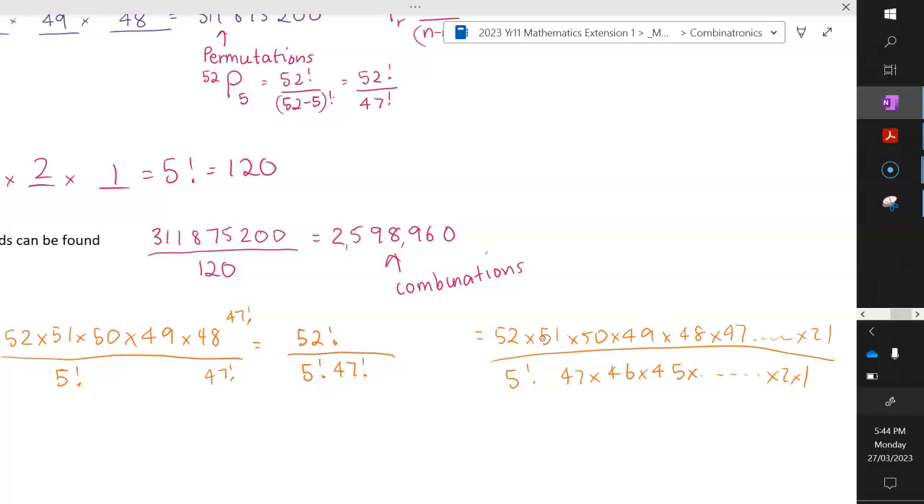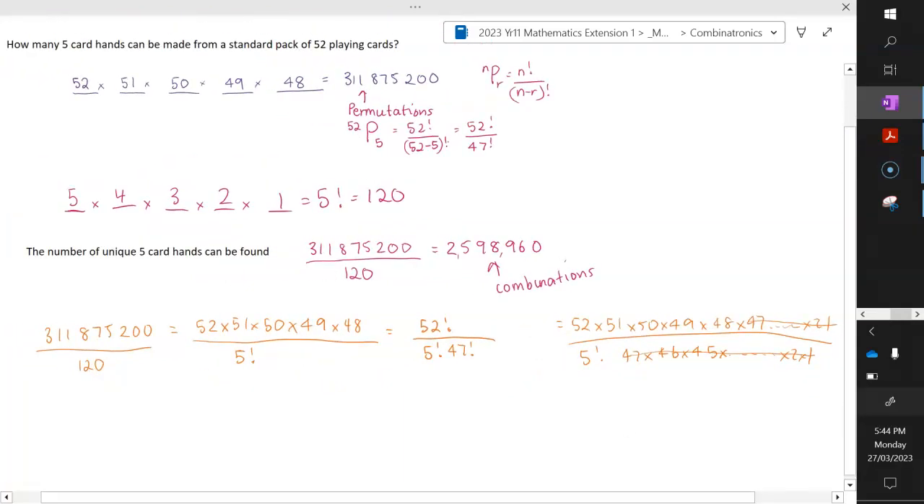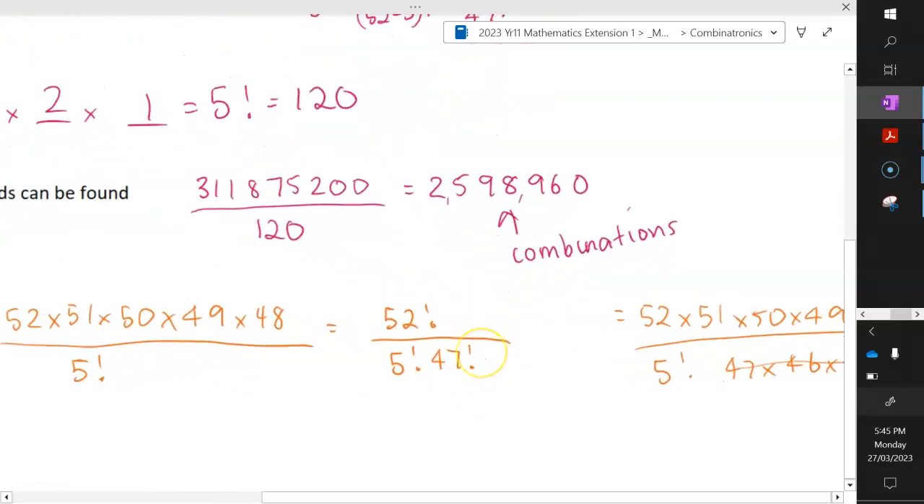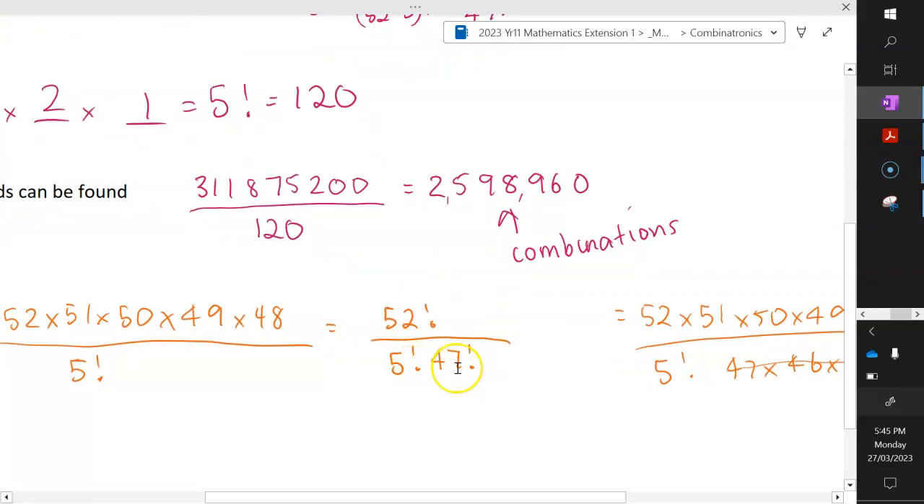So what has basically happened is I've got my 52 factorial on the top there, and what has cancelled out is this part here has cancelled out with this part here. And so what I'm actually left with is what I had originally up on this side. So if I cancel those out, I now still have my 5 factorial on the bottom that I had over here. So this 5 factorial is still over here. My 52 down to 48 is still down here. So I could write that as 52 factorial over 5 factorial times 47 factorial.